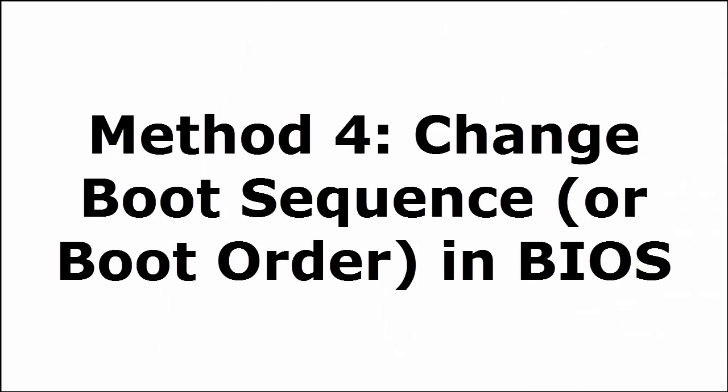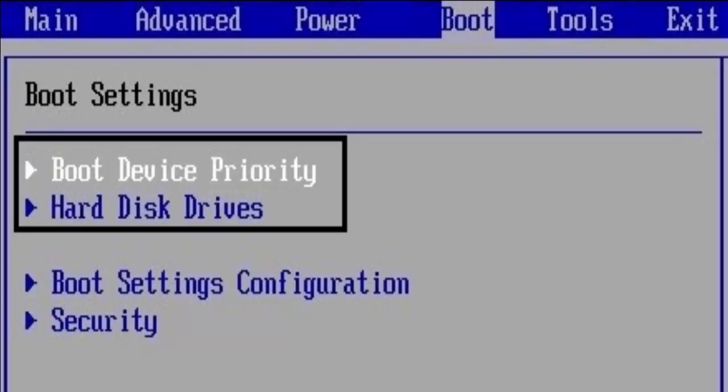Method 4, change boot sequence or boot order in BIOS. For that, restart your Windows 10. As the computer starts to power on, press Del or F2 key to enter the BIOS setup. In the BIOS setup, you navigate to the boot order options. There you can see boot settings and there boot device priority. In boot device priority, you set the boot order to hard drive, then CD or DVD. Save the configuration, exit, restart the computer and see whether your problem is fixed or not. If not fixed, let's move on to the fifth method.